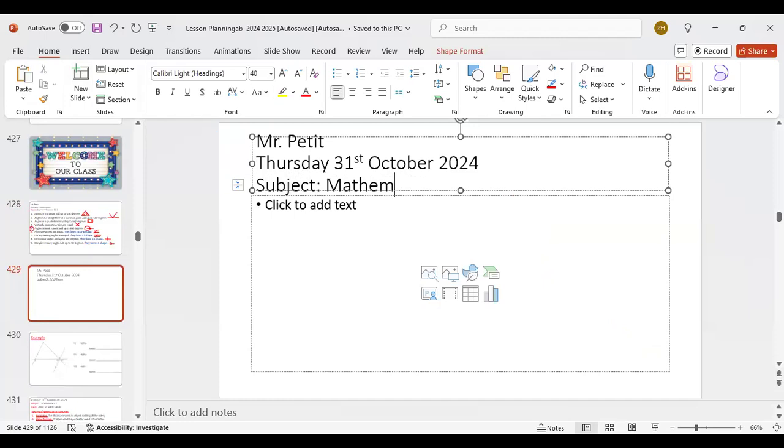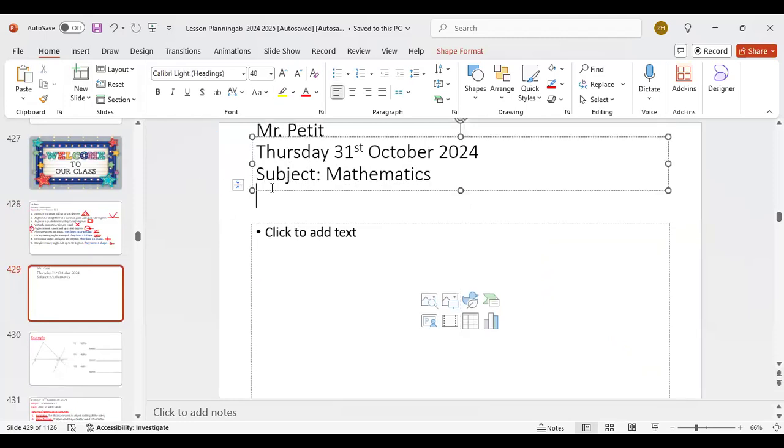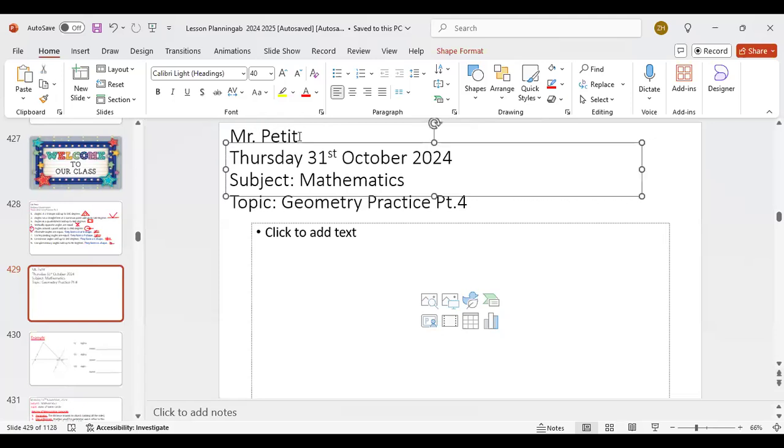Mathematics. The topic is we're going to be looking at geometry practice, part 4. Geometry practice part 4, our final installation in the geometry journey.